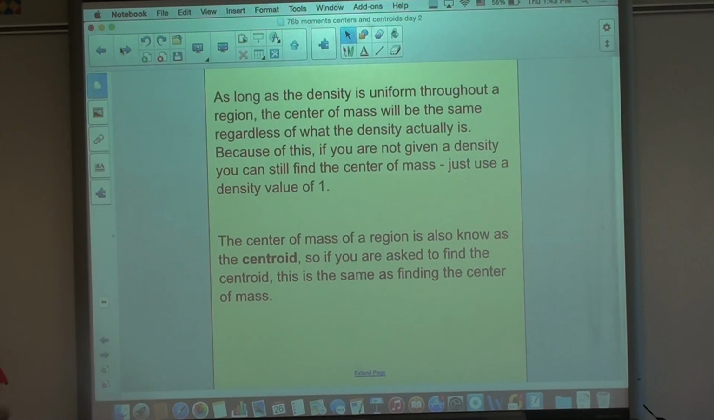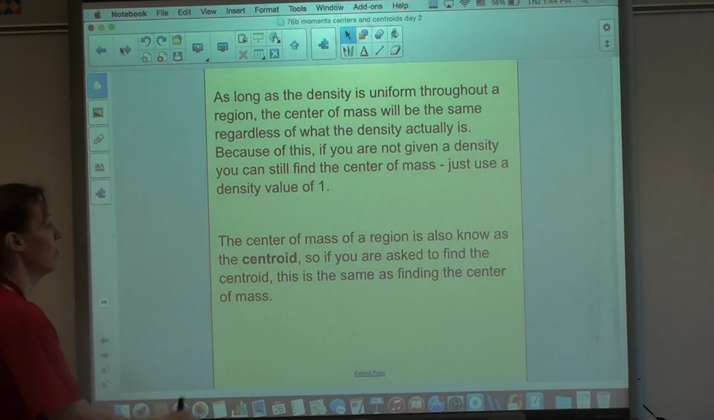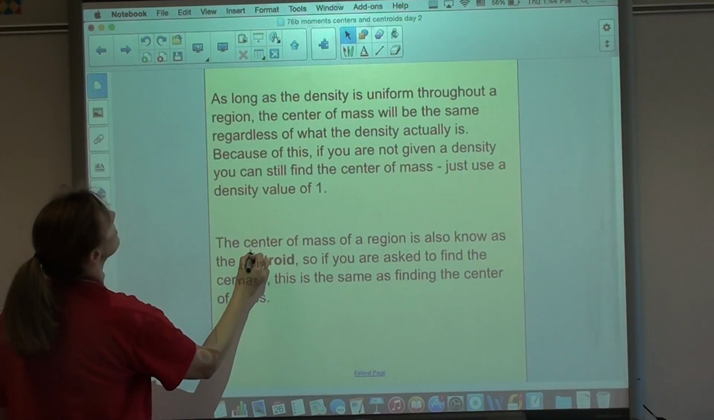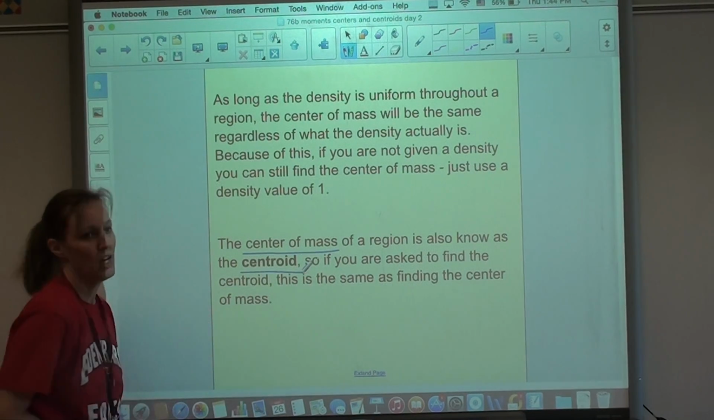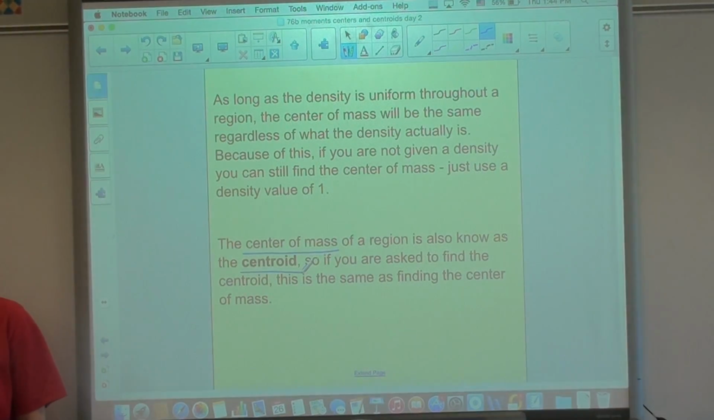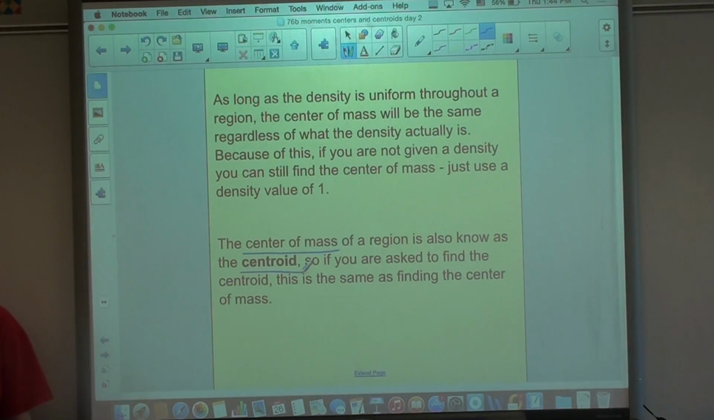Quiet, please. This whole screen is just reminding you, number 1, that when all you're finding is the center of mass, the density, as long as it's uniform, is irrelevant. So you can ignore the density and just plug in a 1 for your rho every single time. And it's also teaching you that the center of mass is also called the centroid. We talked just about centroids of triangles, but a centroid is just a name for the center of mass. So when we're talking about a region, if we talk about the centroid, we're really talking about the center of mass.